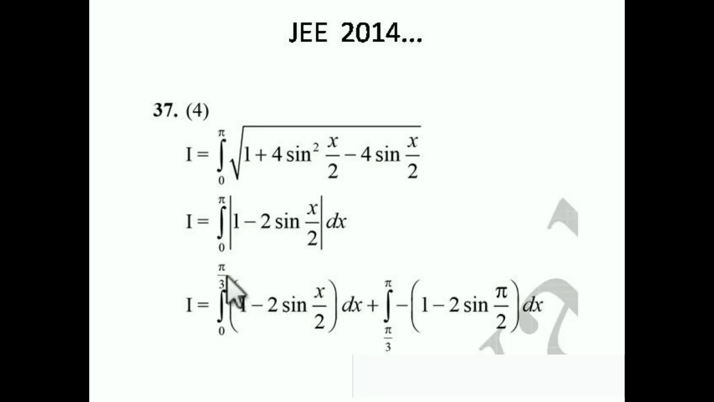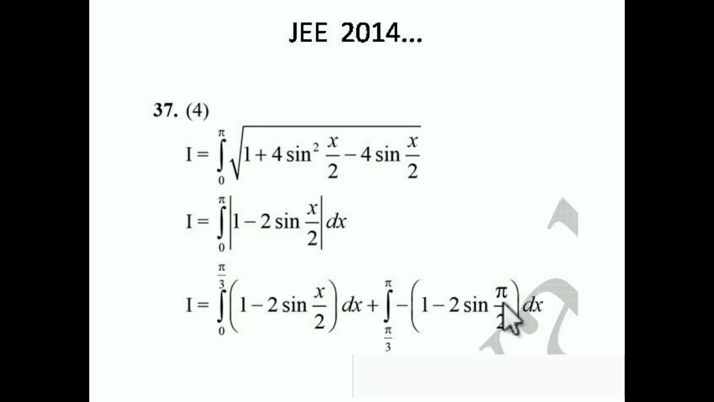So 0 to pi by 3, 1 minus 2 sin x by 2. In the region 0 to pi by 3, 1 minus 2 sin x by 2 is positive. So the mode comes out with a positive sign when we split it: 1 minus 2 sin x by 2 dx, plus pi by 3 to pi, where it gives a negative sign. So we apply the negative sign: minus of 1 minus 2 sin x by 2. Here it's not pi, here it's x by 2 dx.